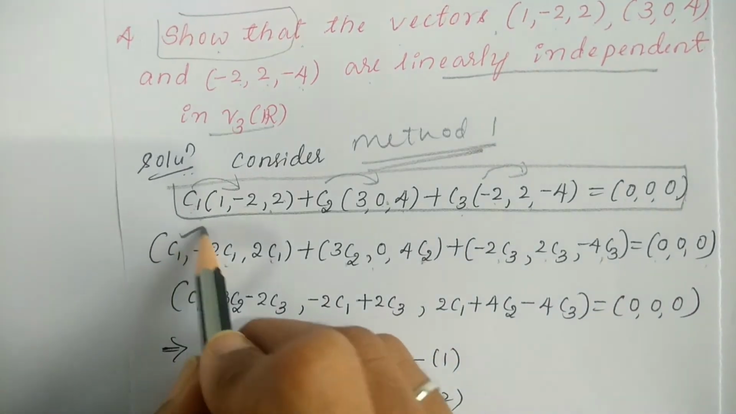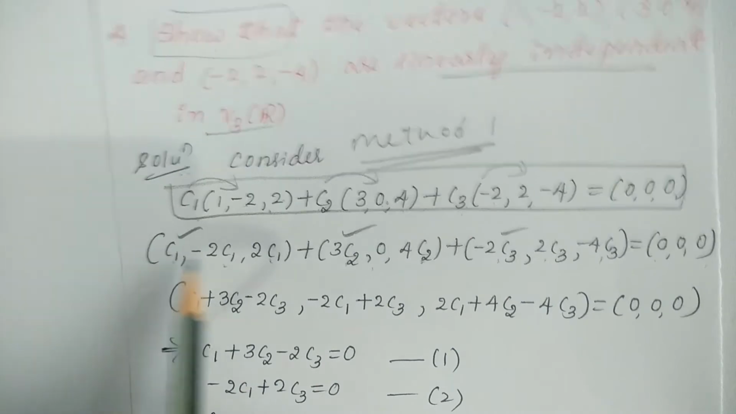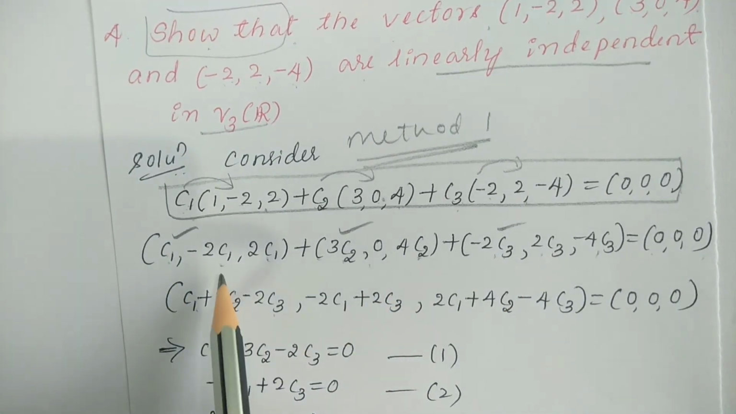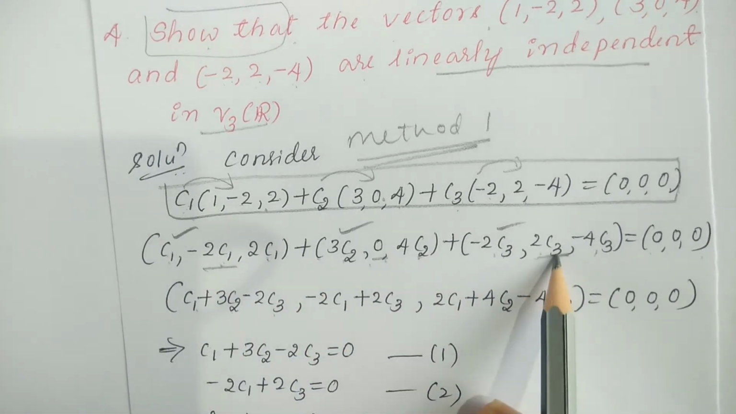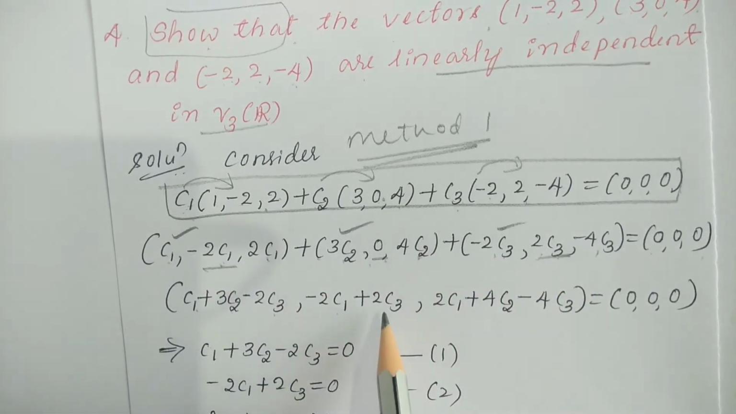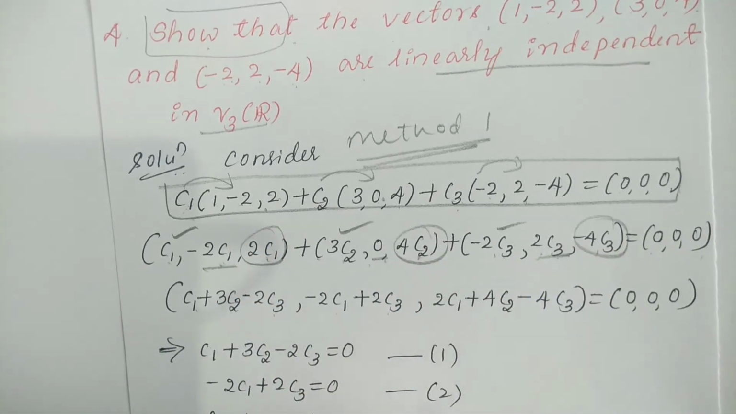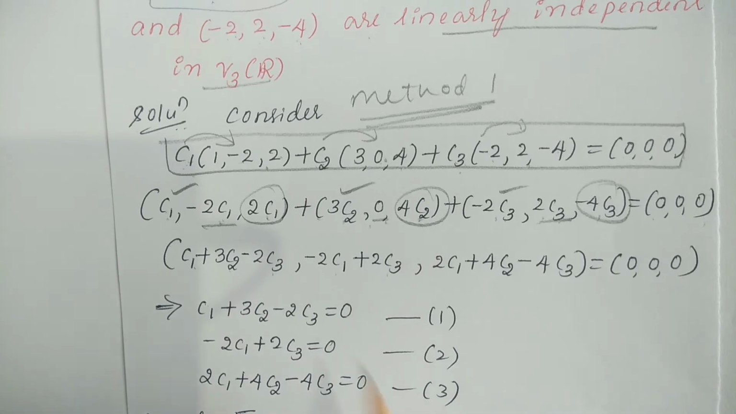Okay. So now add first: C1 plus 3C2 minus 2C3. Second: minus 2C1, 0, 2C3. So minus 2C1 plus 2C3. Next, last, that is the third coordinate.